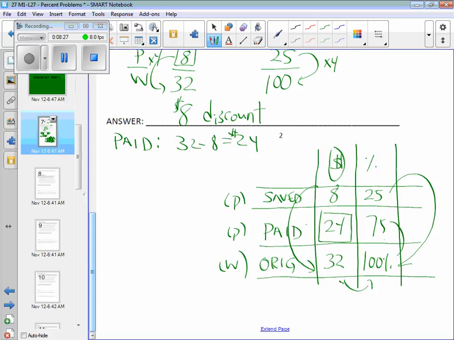Now, it seems like there's more work involved, and there is, but if you can get this in your head, you can do any word problem having to do with tax, tips, and discount. And we're just going to keep practicing it, and then when we get to 28, you can't use TRP anymore. You have to use this equivalency ratio table.